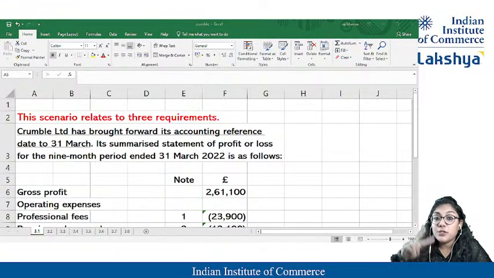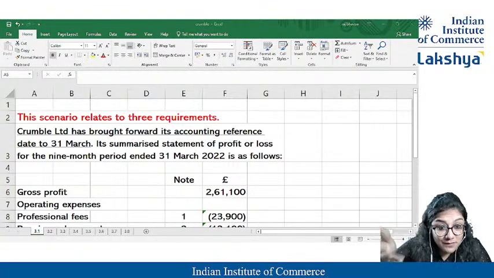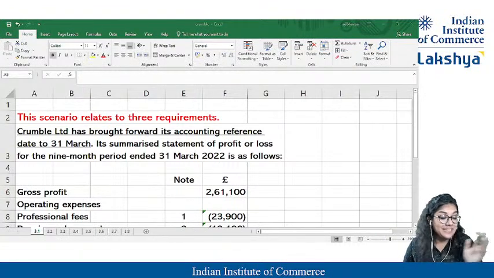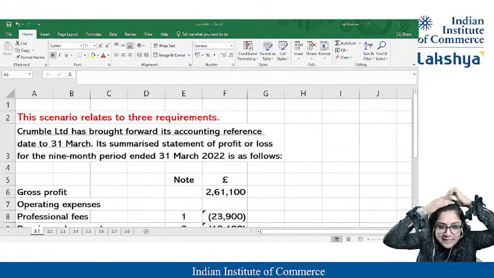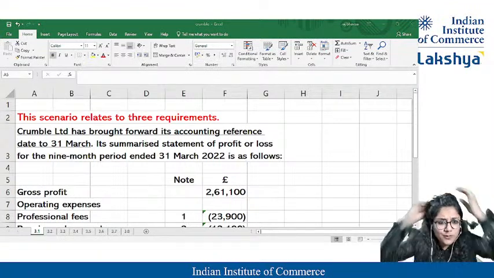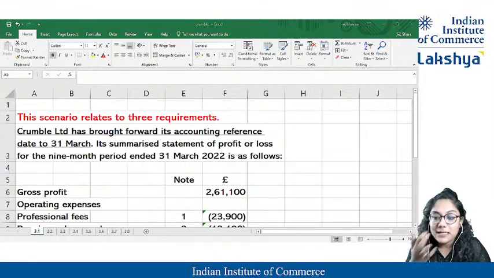Certain things will be allowed, certain things will be disallowed. For certain things we will get a deduction, for certain things we will get an exemption. All these things are to be considered. In income tax we calculate all these things, but we don't calculate them in the books. In the books these are not calculated.